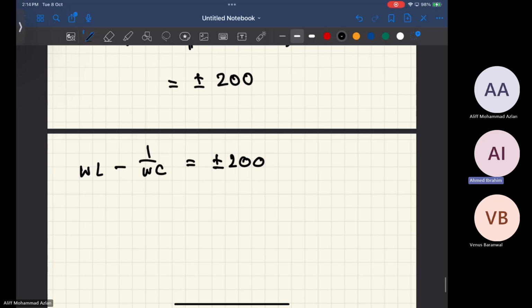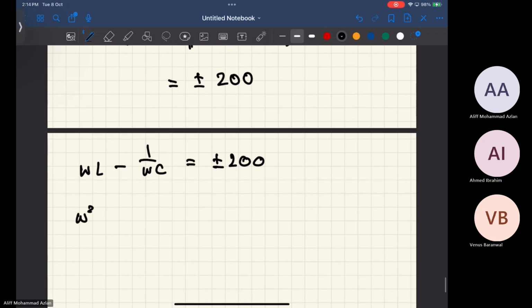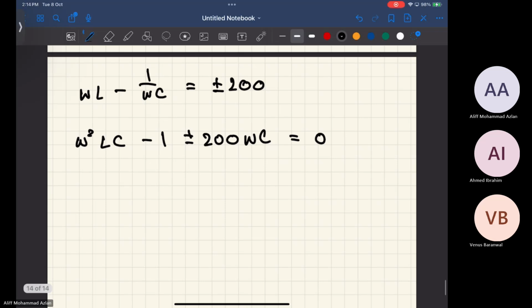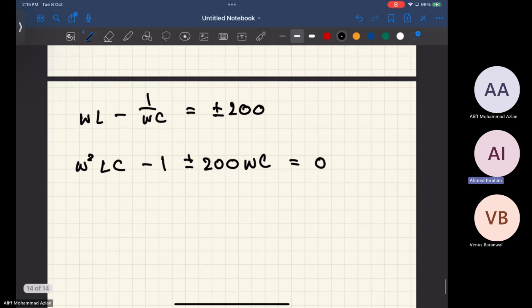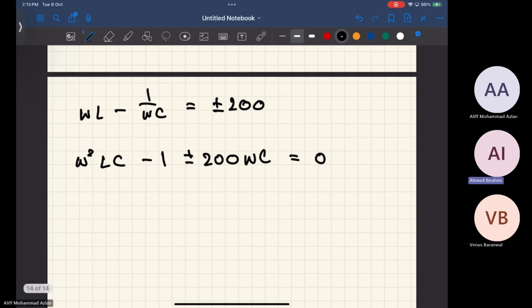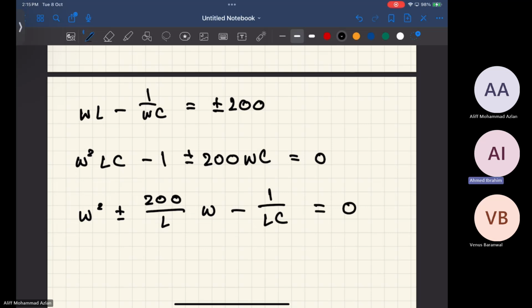So I'll just multiply everything by omega C and move that to the other side. And I'll normalize this term. So we have omega squared plus or minus 200 over L omega minus 1 on LC. That's equal to 0.